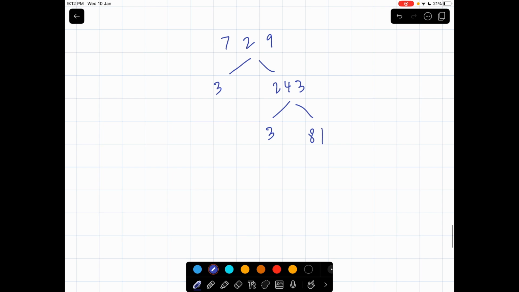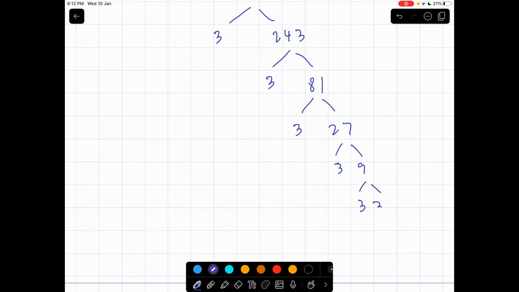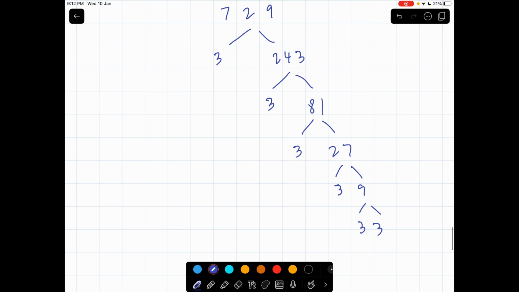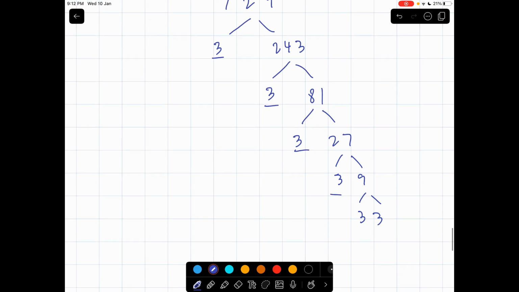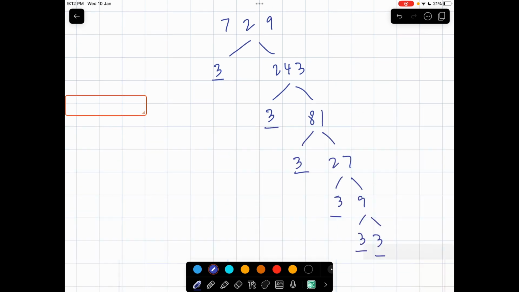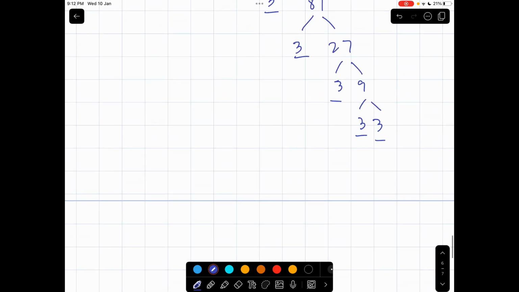So we already did 81, so let's just fast forward. We have 3, 27, 3, 9, and 3, 3. So at the end of it, you will start to see that you have 1, 2, 3, 4, 5, 6. You have 6 threes. So by 6 threes, I mean you have 3 six times. So 3 times 3 times 3 times 3 times 3 times 3. I may not follow the grid because there's not much space to work with. So we have 6 threes here, which when multiplied together will give you 729.